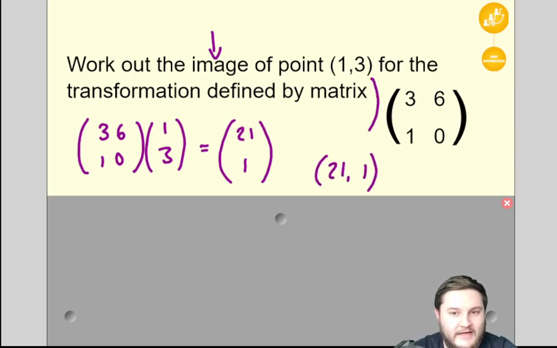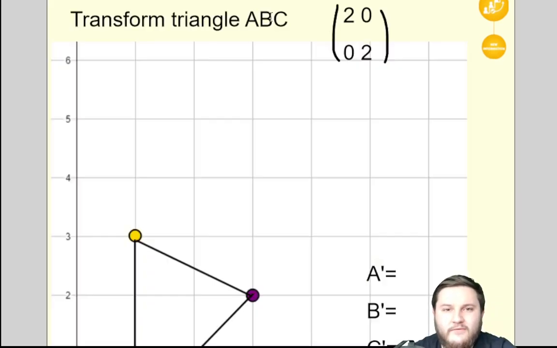So that means the image of the point 1, 3 is the coordinate 21, 1. Right? So 1, 3 is going to move over to 21, 1. That's just the rule. It looks really weird and awkward, but that is genuinely how this works. And we can even do it for a whole shape.